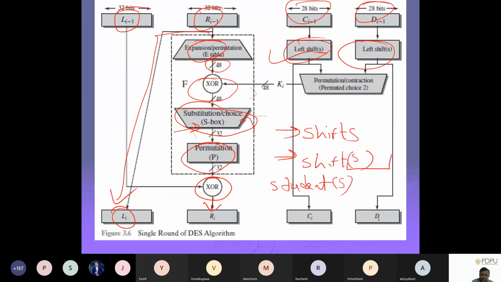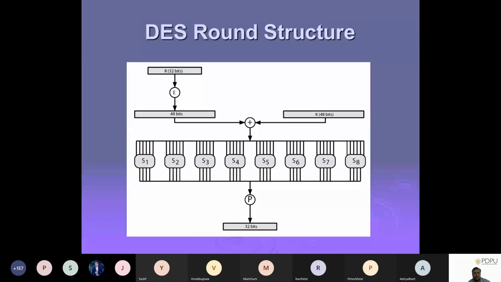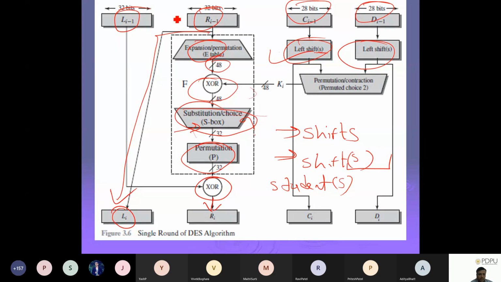And this is a circular shift, so that the bits remain in the key. So that's our substitution, the S box. This is the round shown in a different way. This is my right part. So this part we are talking about is the right part, because the left part will go straight down here.